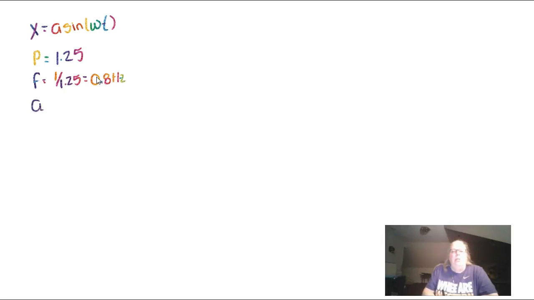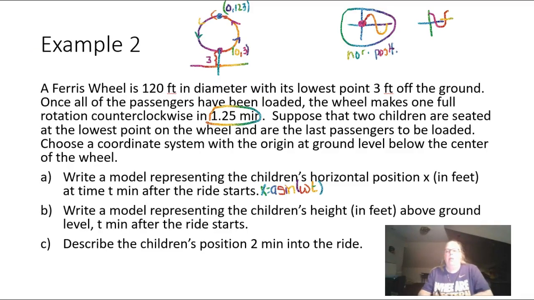The amplitude. All right, now let's go back and take a look at our picture. Remember, we're talking about the horizontal movement right now, where these children are located. We're looking right here. They can be over here. This is the rightmost point that the children can travel. This is the leftmost point that the children can travel.